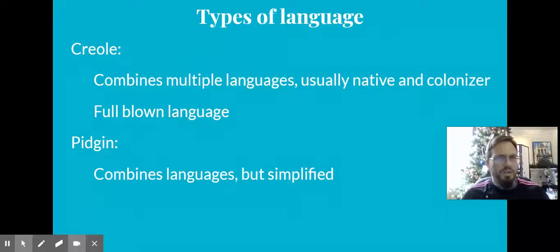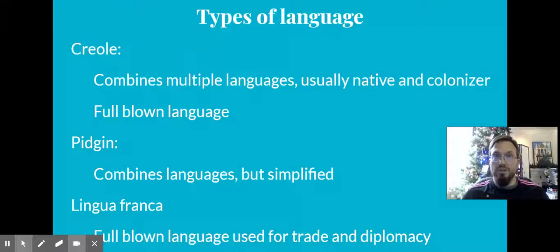Lastly, and probably most importantly, is the term lingua franca. Lingua franca is an exceptionally important thing. A lingua franca is a full-blown language that people will learn so that they can have trade and diplomacy with people who speak a different language. A great example of this is Swahili throughout Africa. Swahili is actually a Creole language. It's a mixture of a whole bunch of different languages that basically nobody speaks as the native language, but they will learn this full-blown language with all of its depth and complexity so that they can communicate with people from other countries in Africa.